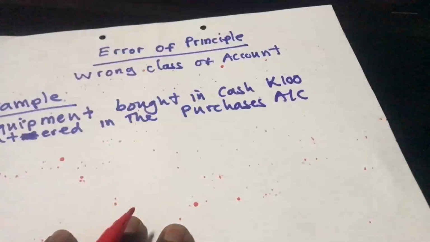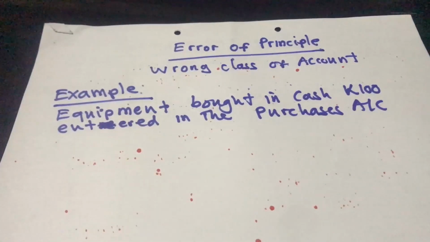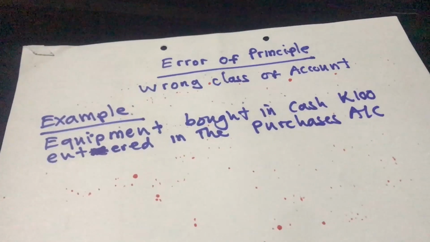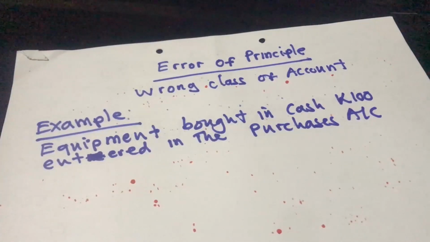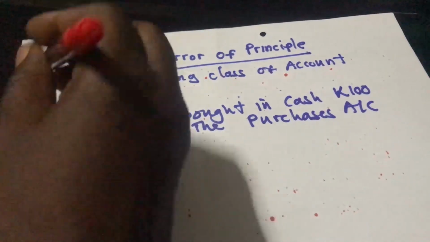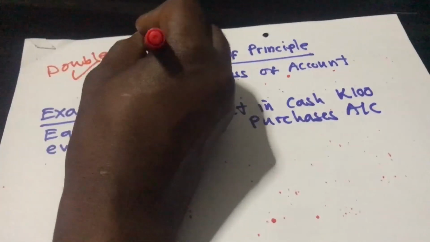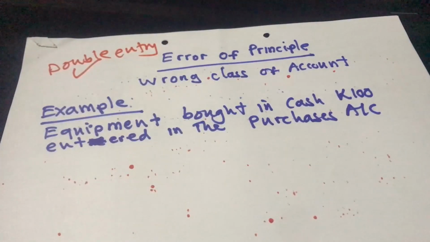So I'm going to do the last question, and then I'm going to give you an exercise, the last 3 errors will be an exercise which you can go ahead and try out. So the next one is the error of principle. So here the double entry is done, the double entry is correct, everything is perfect, except the transaction is posted in the wrong class of account. You see where the problem is, eh?